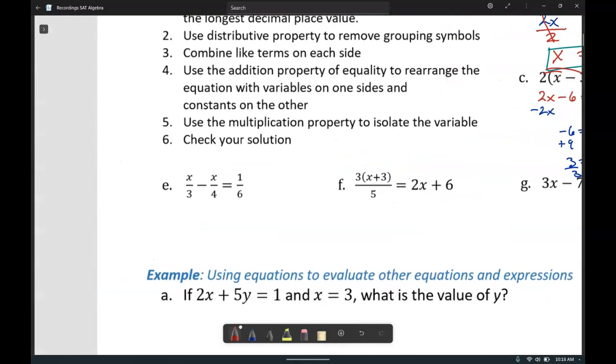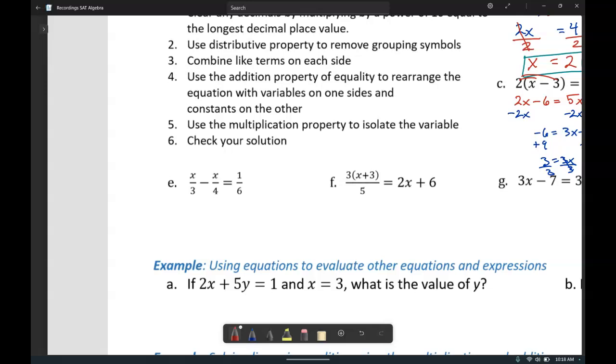Let's go to E. So now we have fractions, so we need to identify what our least common denominator is. We're going to look and see that, okay, we've got a 3, a 4, and a 6. So 3 has multiples of 3, 6, 9, and 12, and so on. 4 has multiples of 4, 8, 12, and so on. 6 has multiples of 6, 12, 18, and so on. We're looking for the smallest number that all 3 of these have in common, which is 12. So our least common denominator is 12.